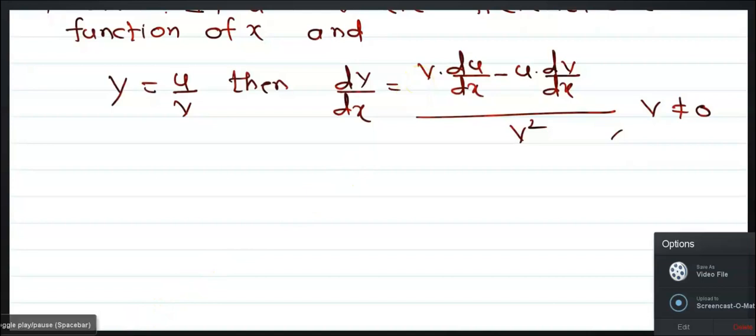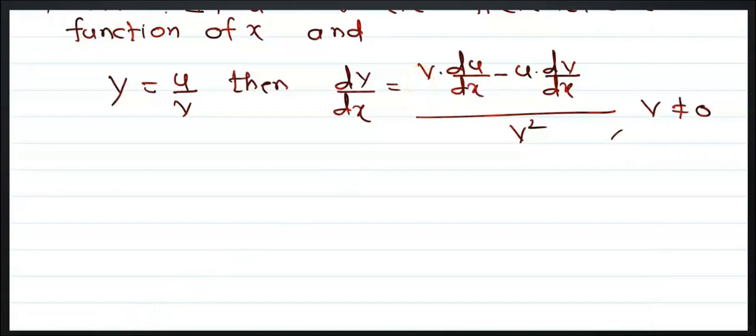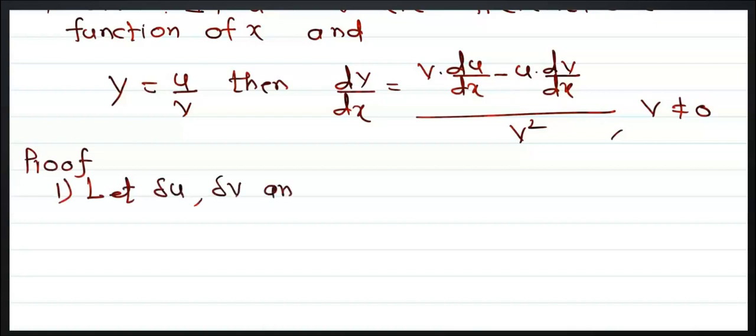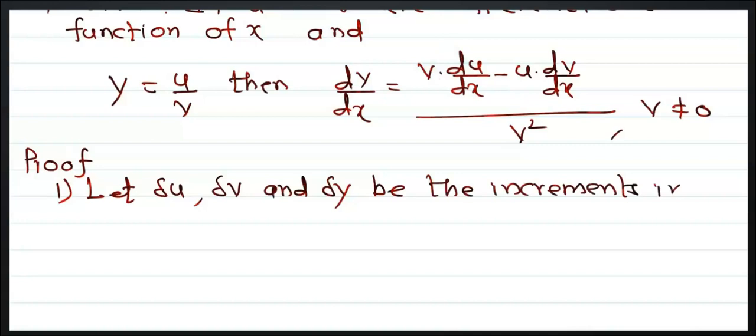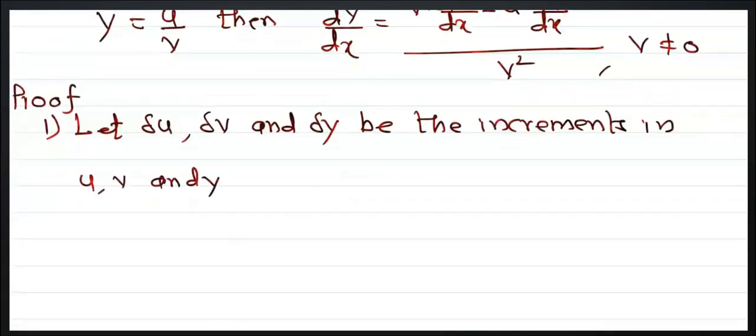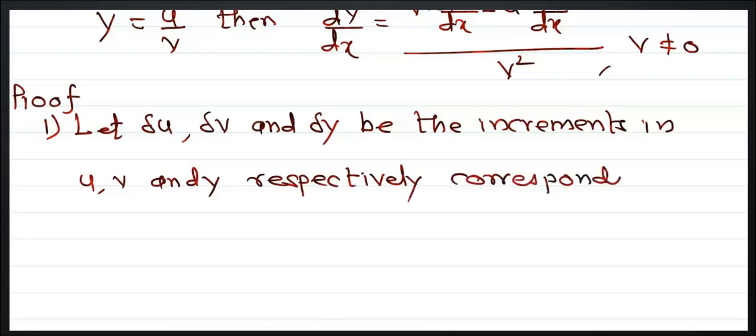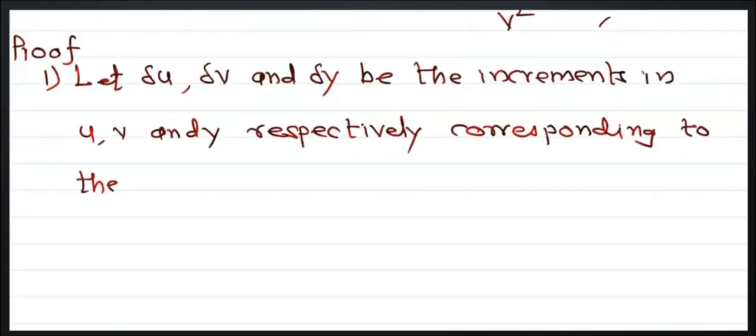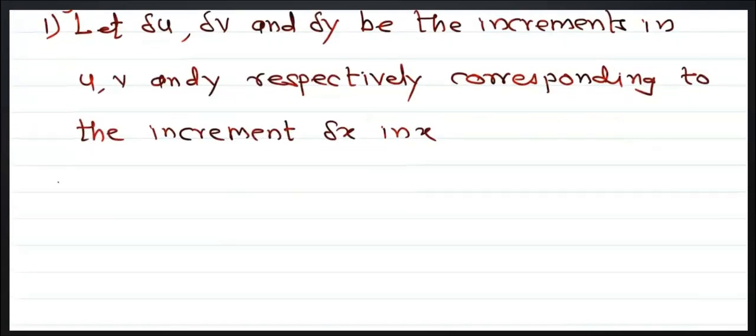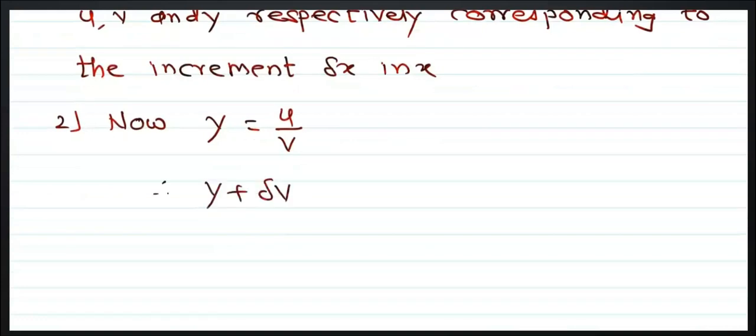Now we'll start the proof of this rule. Again, the same dialog is there. Let delta u, delta v and delta y be the increments in u, v and y respectively, corresponding to the increment delta x in x. Now y is equals to u upon v.